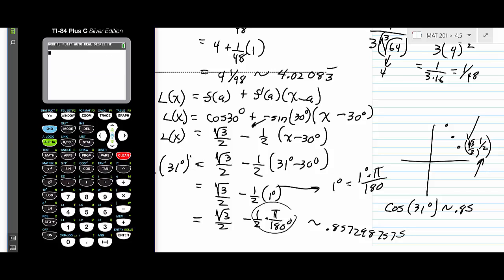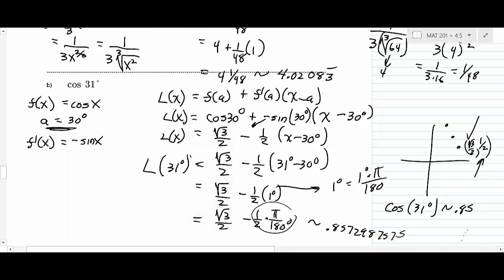I like that. So that's the idea. This is more of an exact answer. If you did cosine of 30 and 31 in degrees, you'd have extra decimals, but you're actually very accurate on this one. That's the idea. Okay, does that make sense?